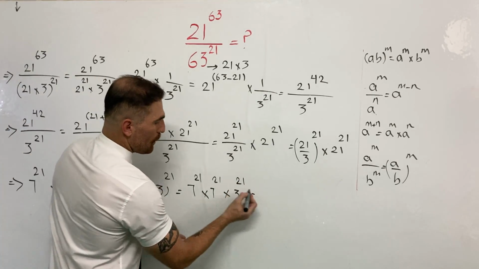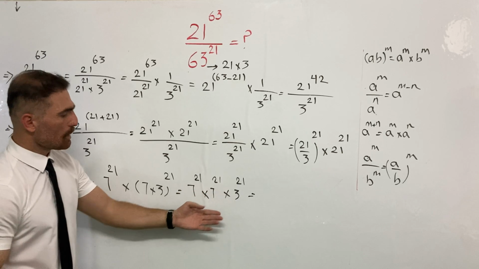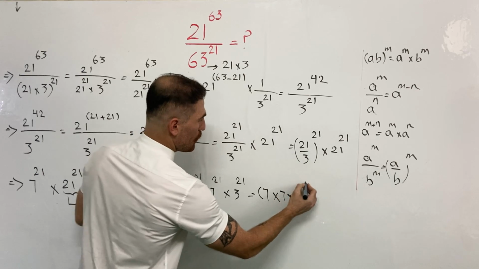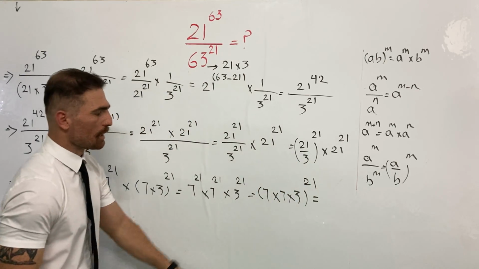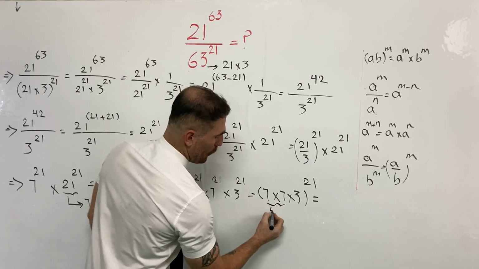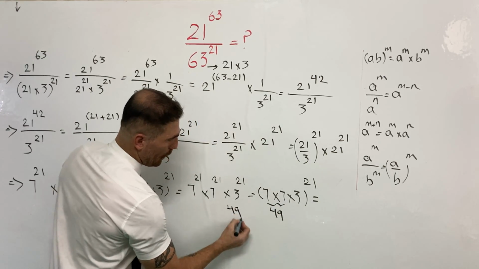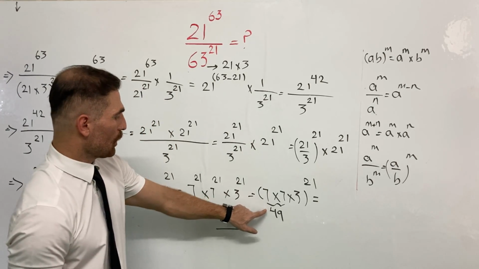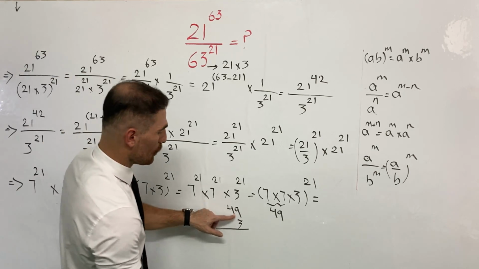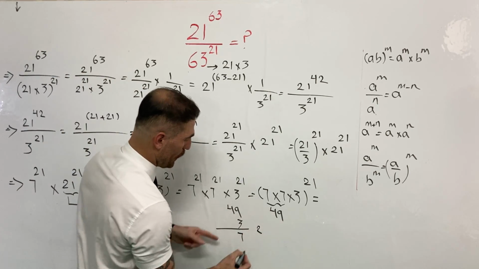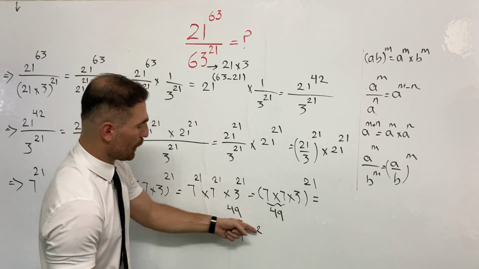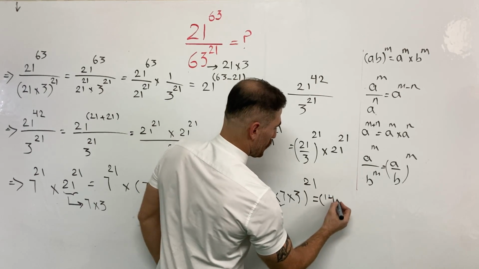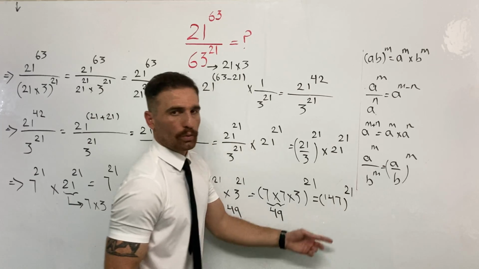What is this? Same exponent, different bases. So I write 7 times 7 times 3, raised to the power of 21. Let's see what this is. 7 times 7, 49. Now, 49 times 3. 3 times 9, it is going to be 27. 2 here. 3 times 4, 12 plus 2, 14. So it is going to be 147 raised to the power of 21.